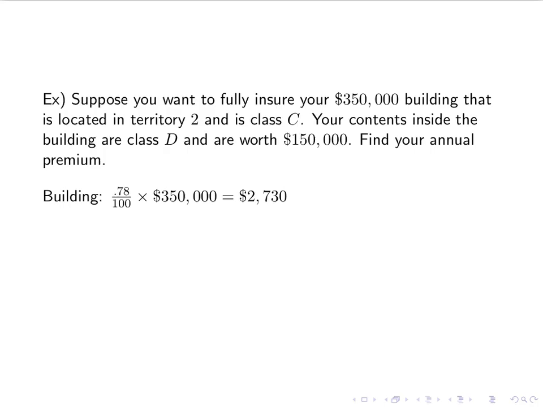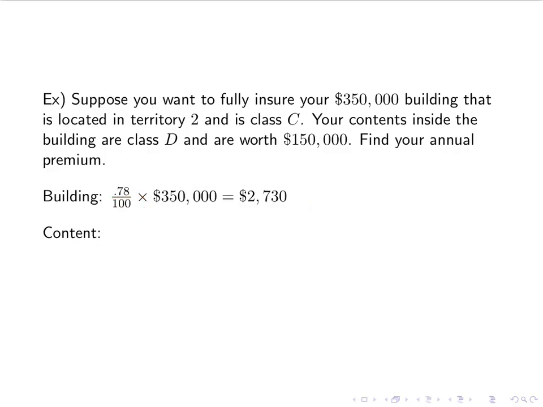One thing I want to make sure that you're doing is you are in fact dividing by 100. I have a lot of people who won't, and then their answers don't make any sense. Right? If I didn't divide by 100, I'd have 2 more zeros here, and then I'd be paying $273,000 every year to insure a building that's worth only $350,000. So you have to make sure that your answer makes sense.